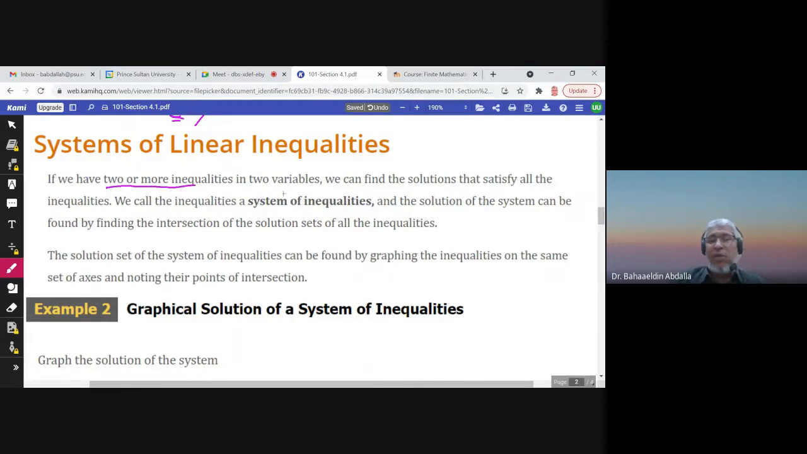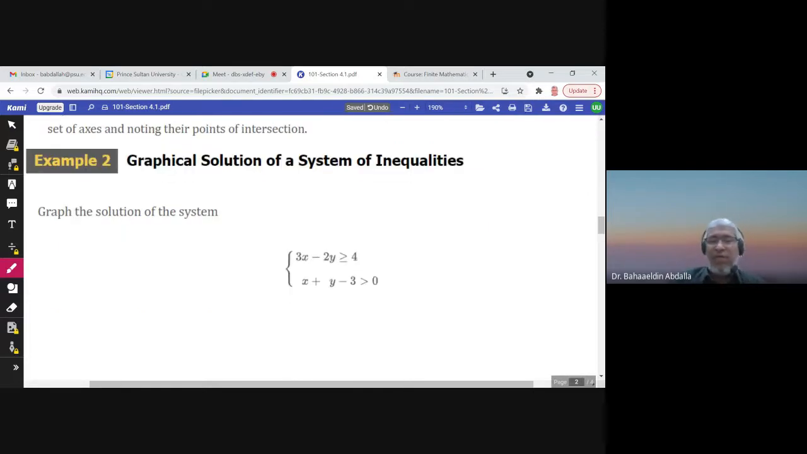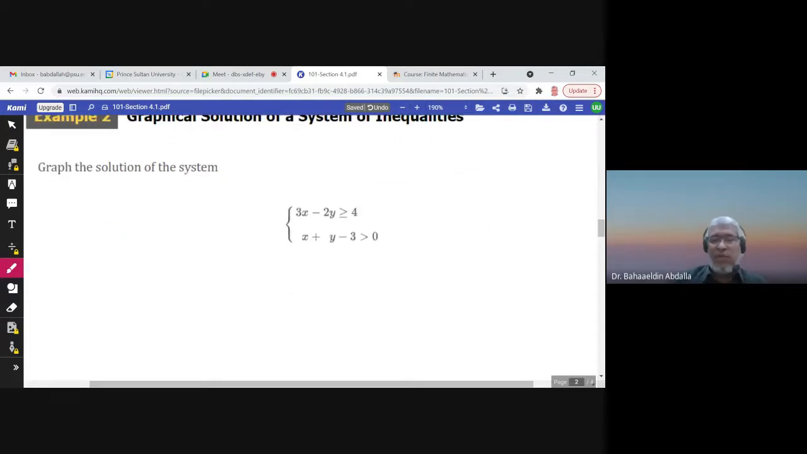So it is easy. You sketch the graph of each one of them, and then you find the solution, the region that satisfies all of these inequalities. It is the intersection, okay? The intersection of all regions, or the intersection of the solution sets of all inequalities. So for example, here I have two inequalities. So what to do? I start by graphing the first inequality.